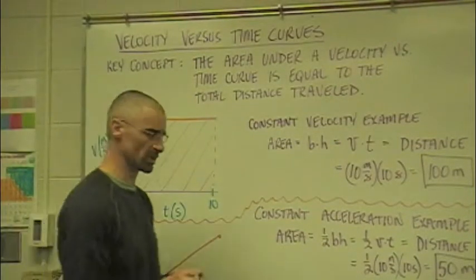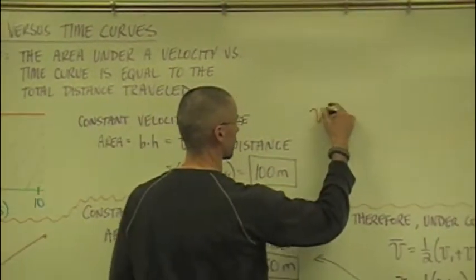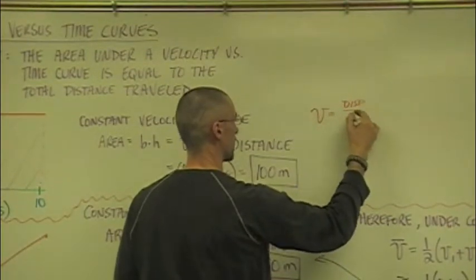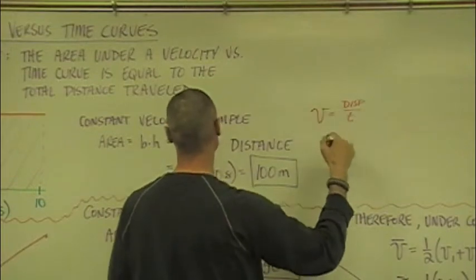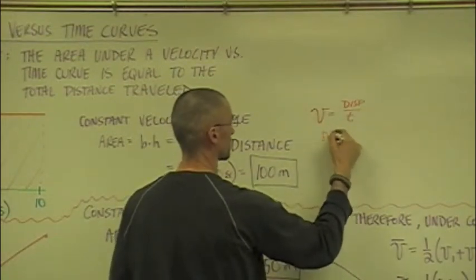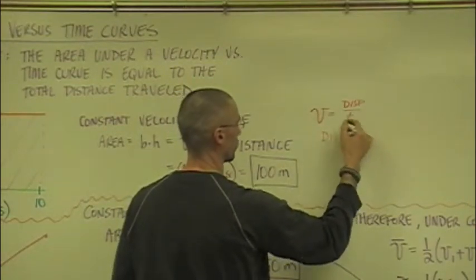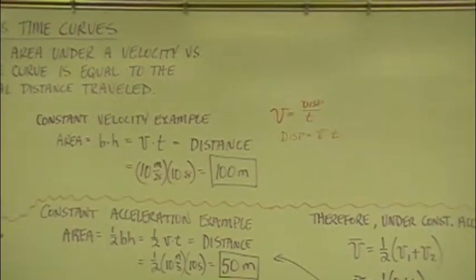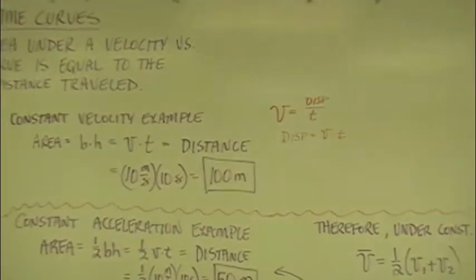Pretty simple, guys, because if we learned this equation before, velocity equals distance or displacement over time, and if we manipulate that around, we would come up with distance or displacement equals velocity times time, which you can see is what we just did. That's a really, really simple example.